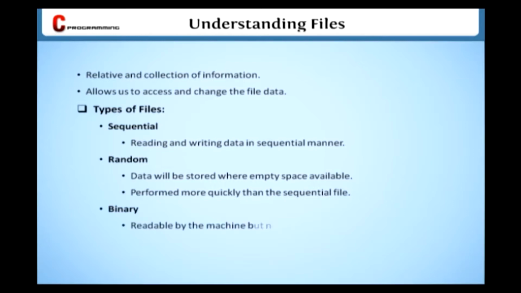A binary file is readable by the machine, but not by humans. All of the object programs of EXE are stored in binary files, just as the majority of the numerical data files, but the text files are stored in a form, usually ASCII, which is readable by humans. There you've learned about files and their types.